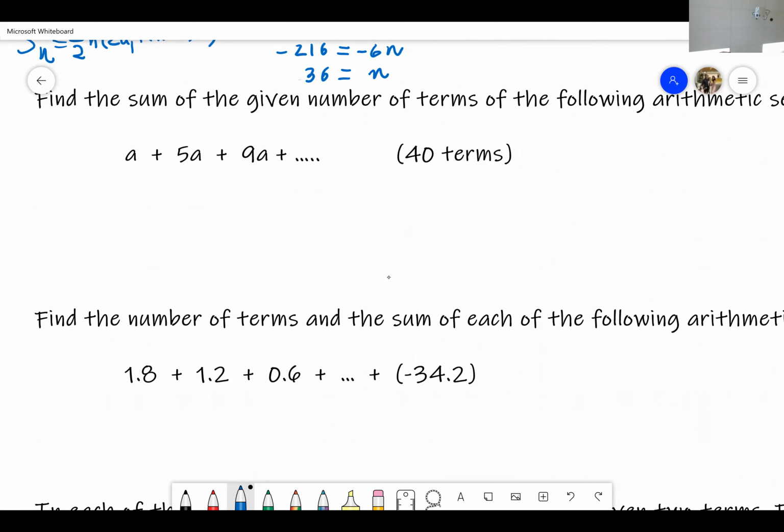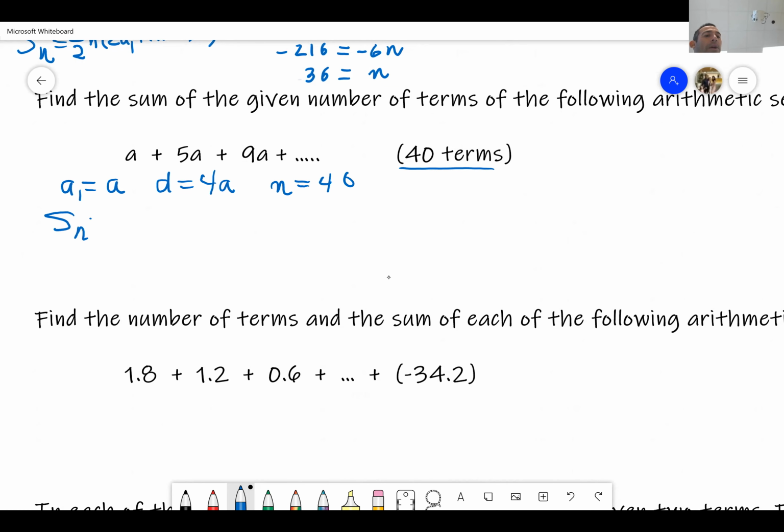Find the sum of the given number of terms of the following arithmetic series. Okay, so how many terms do we have? 40. So which formula are we going to use? The one with the S or the one with the A? So what's my first term here? A. And now what's my common difference? What's 5a minus a? 4a, correct. Now you have almost everything. What's n supposed to be here? 40. So now super simple.